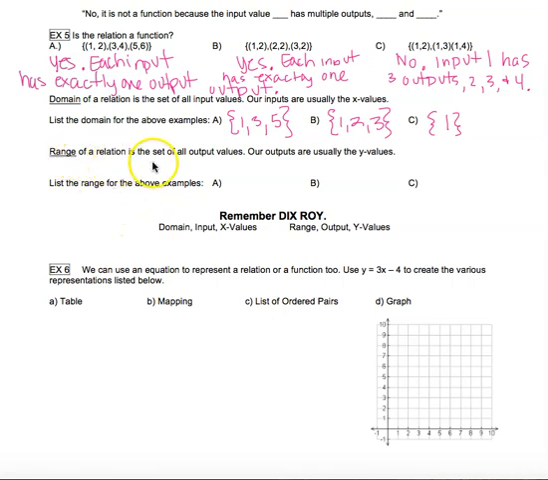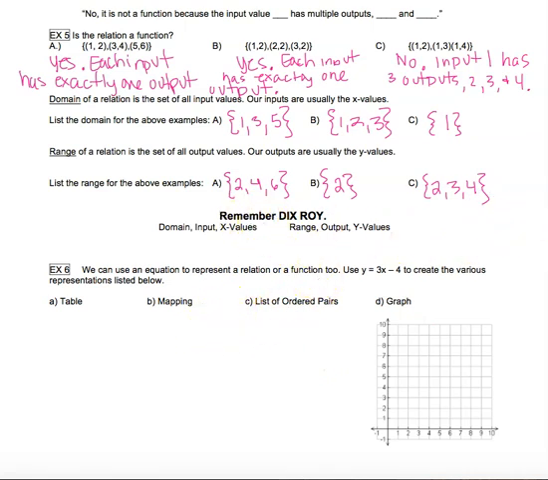The range of a relation is the set of all output values. Our outputs are usually our y values. So if I go to A, y values 2, 4, 6. In B, 2, 2, 2. Don't repeat it. It's just 2 is the range, and that's it. For C, my range 2, 3, 4. And we've got our list.